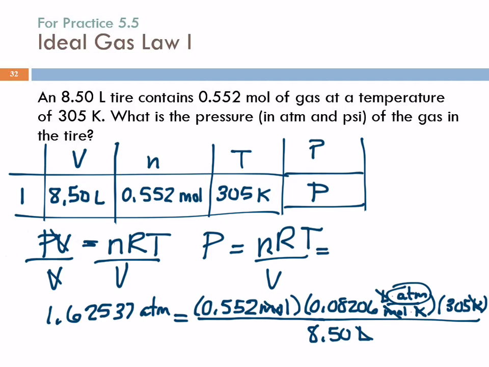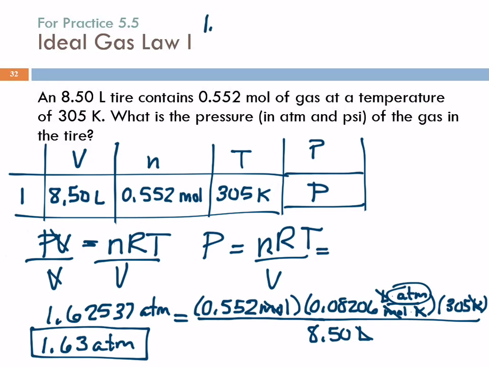3 sig figs, right? I've got 3 here and 4 there. That's not an exact number. And 3 and 3. So one of my answers is 1.63 atmospheres. That's the pressure in atmospheres. And then it also wants the pressure in PSI.